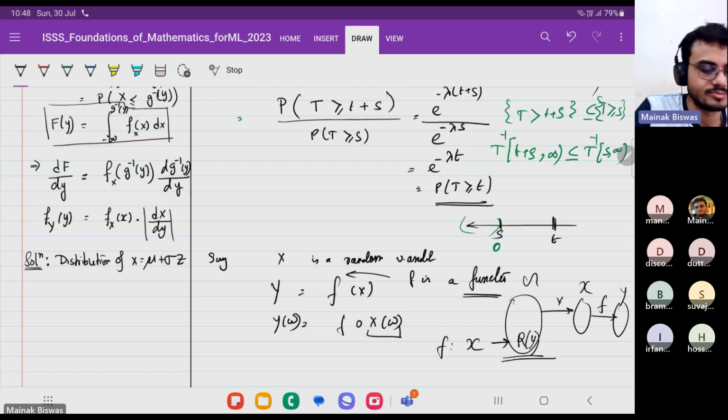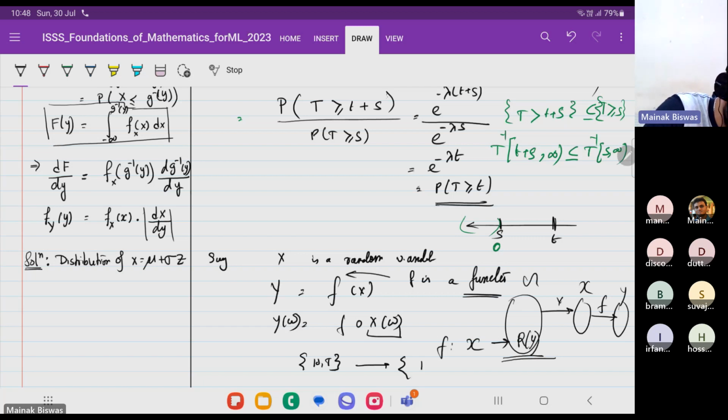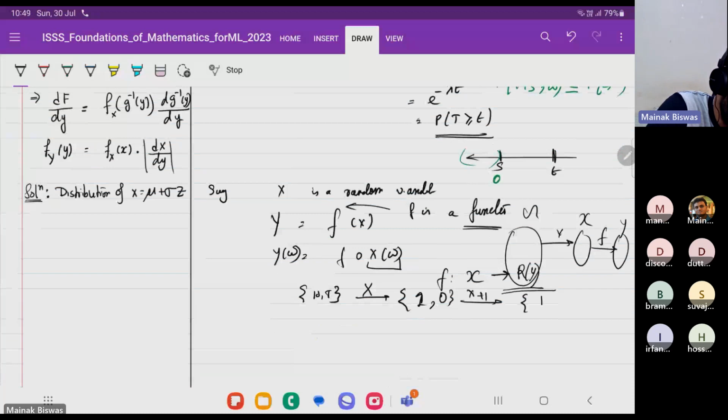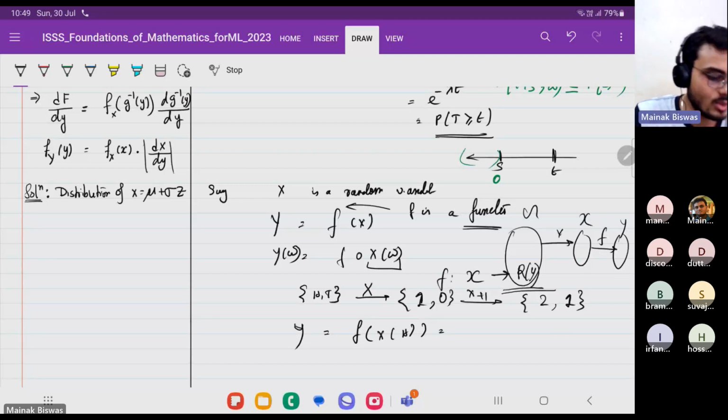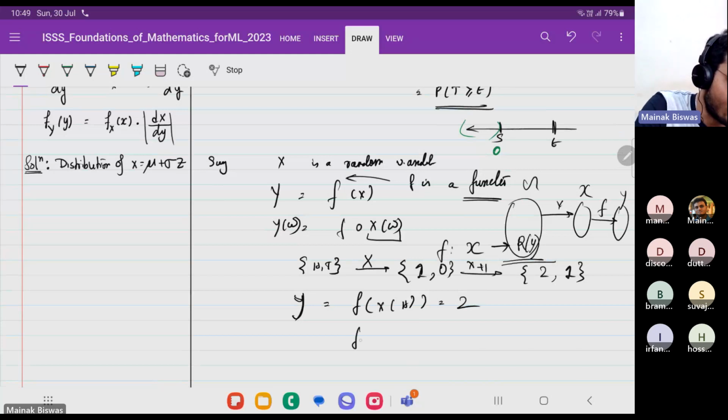For example, yesterday we had shown head, tail being mapped to 0, 1 or 1, 0 using a random variable x, and we said x plus 1, so it became 2 and 1. So what is the value of f of x of head, which is equal to y? Two. Correct. Please interact, that'll be easy for me. And similarly, f of x of tail will be one.